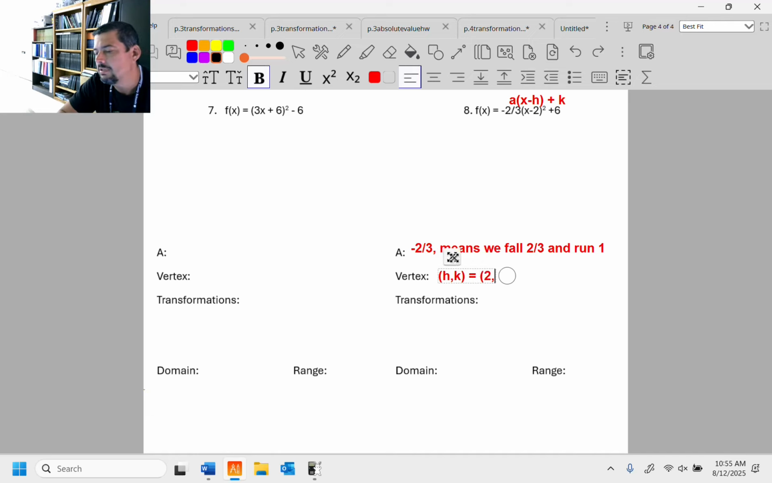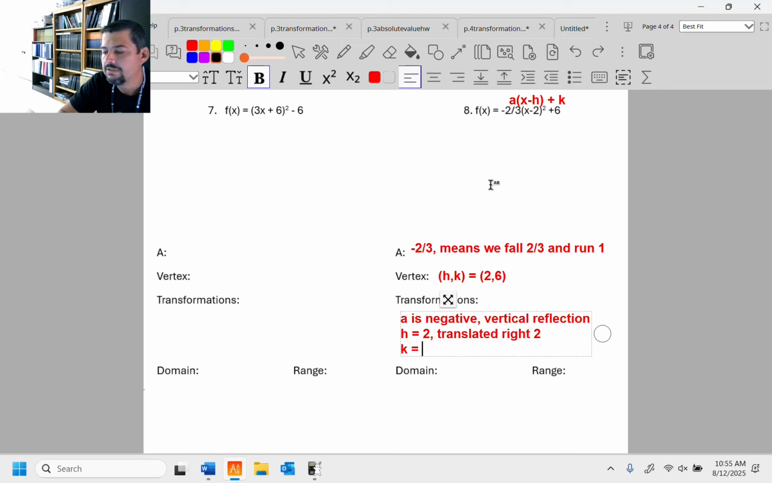Change sign, keep sign, 2, 6. There's your vertex. Transformations. I know that A is negative. Therefore, we have a vertical reflection. We are flipped upside down. I know that H is 2. H literally for horizontal. It's opposite sign. H is 2. We have translated right 2.